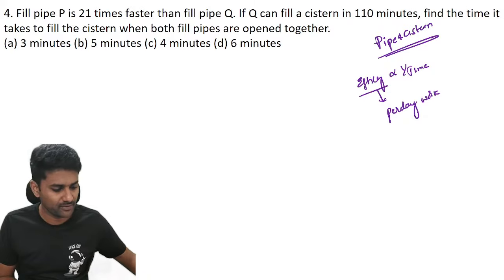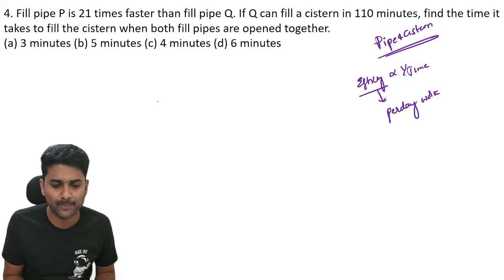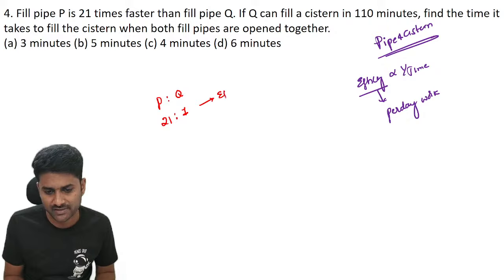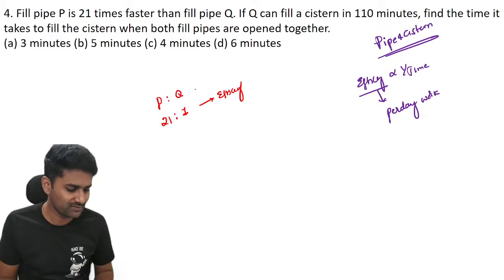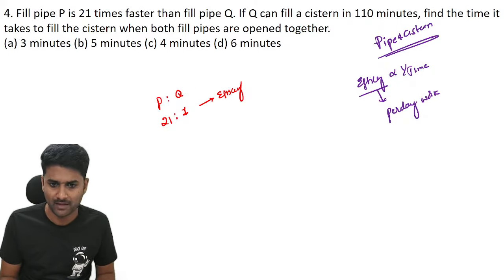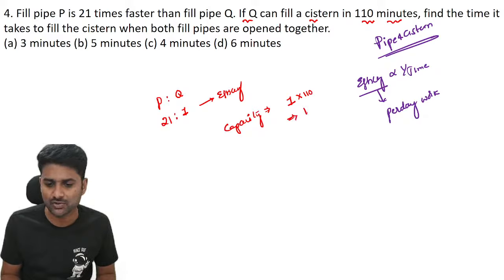Now, just go through the information here. Pipe P is 21 times faster than pipe Q. There are two pipes, P and Q, and P is 21 times faster than Q. So this is all about efficiency. It means P delivers 21 units and Q delivers 1 unit. Now Q can fill the cistern in 110 minutes. Let's see what about the capacity. Q delivers 1 unit and continuously delivers for 110 minutes, which means the total capacity is 110 units.